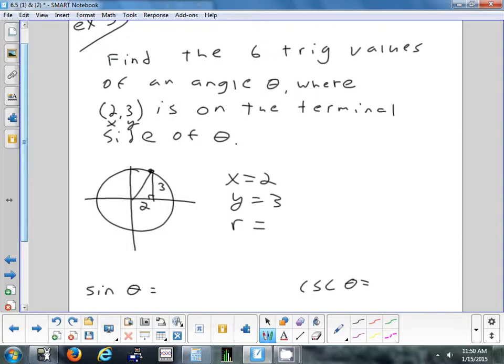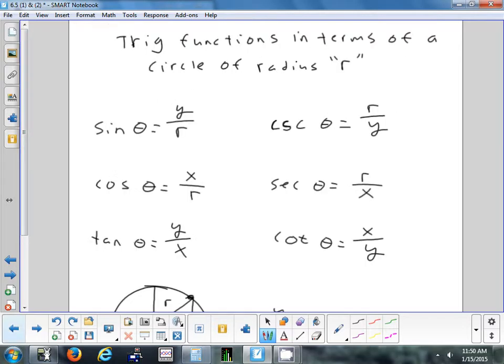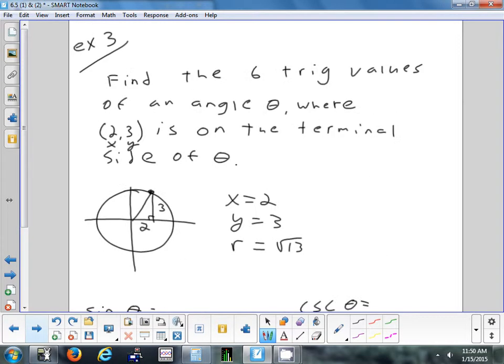But r is pretty easy to find based on what we've already done. How would you get r here? What could you use? Augustine? The Pythagorean Theorem. Yeah. If you go through and solve it, you'll get r is the square root of 13. Now you've got x, y, and r. Fill them into any of those formulas you need to.